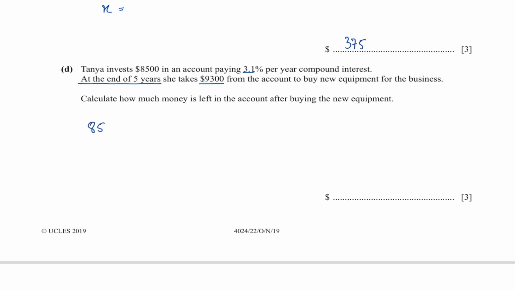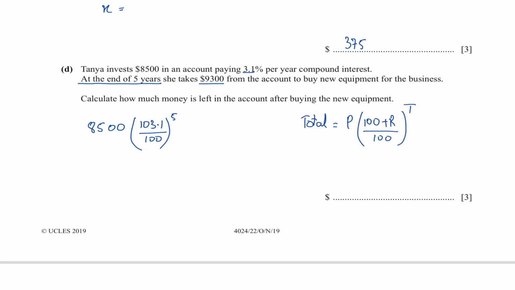So that's going to be equal to 8,500 multiplied by 103.1 upon 100 raised to the power of 5. I should write the formula for compound interest: total equals principal times 100 plus the rate upon 100, raised to the power of the number of times you get the interest, which is 5 in this case. So let's work this out. 8,500 multiplied by 103.1 divided by 100 raised to the power of 5 for 5 years. This turns out to be $9,901.75, and so on.